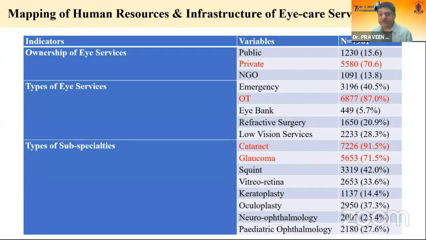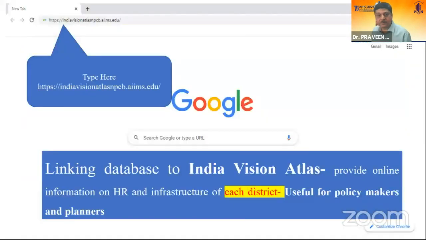The respondents were 70% private hospitals, so we can distribute according to government, private and NGO sectors. For eye care services like emergency, operation theater, eye bank, refractive surgery and low vision, respective indicators can be developed. Then cataract, glaucoma, squint, VR, keratoplasty and oculoplasty, all these subspecialties were also asked.